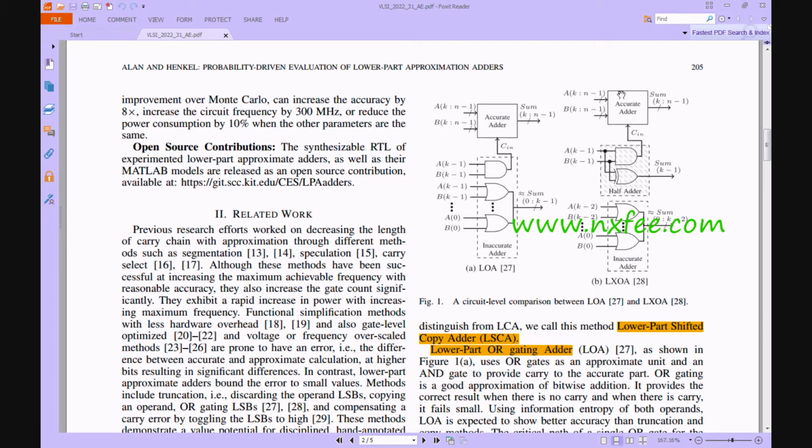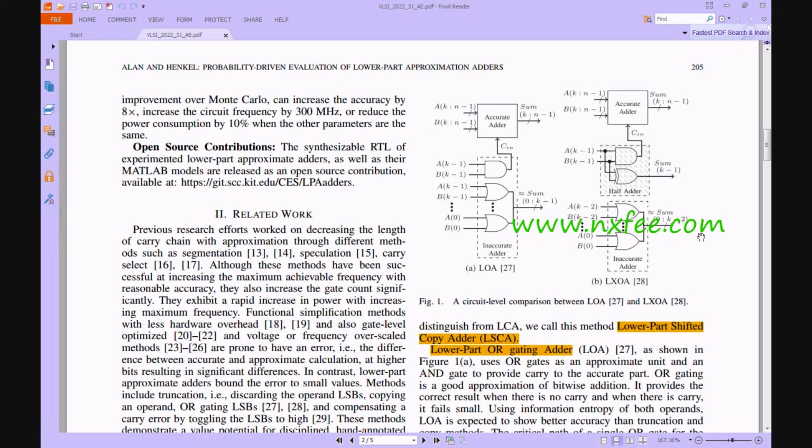Here the accurate adder means it's a chain of full adders, then only we can get an accurate output. So here for the accurate adder we use full adders, but we modified the full adder using a majority logic gate. That majority logic gate full adder we used in the accurate adder. Additionally the half adder also we designed with a majority logic gate, and we checked the final output.